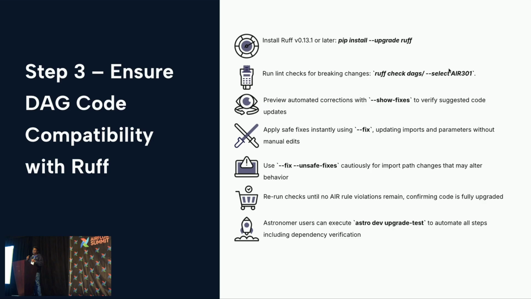Once you run it again after fixing the Ruff issues, you would have to fix certain issues manually as well. So I'll do a demo during the end of the session. And for someone who is using Astro CLI, Astro dev upgrade test already has Ruff lint enabled in it, so it makes it quite easy.